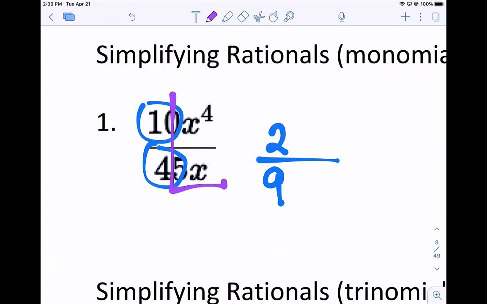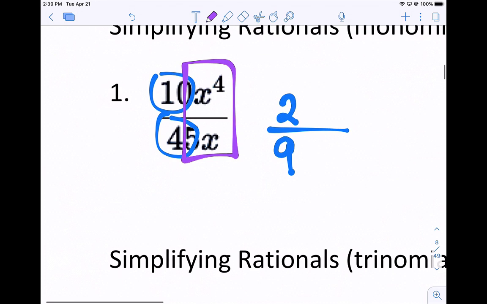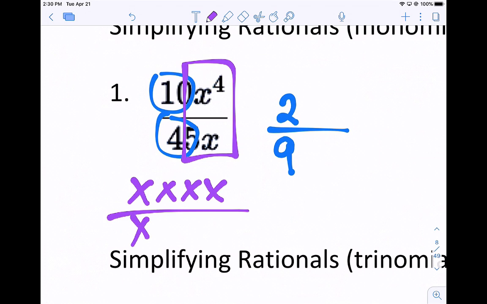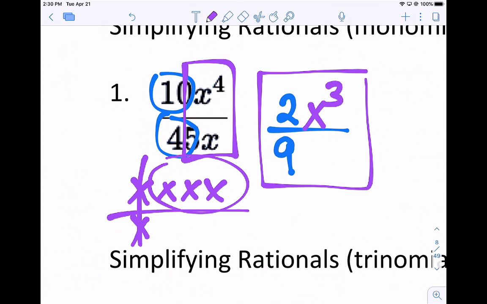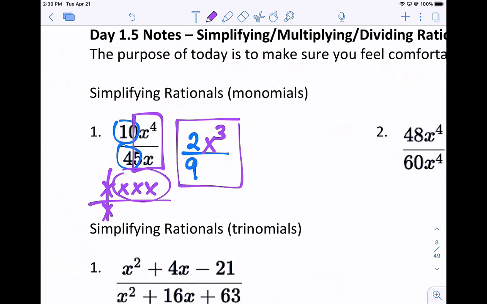Now let's look at the x's. You have 4 x's on top and 1 x on the bottom. If you don't know what that looks like, you can write it out: 4 x's on top and 1 on bottom. You want to cancel any 1's. So we cancel the 1's. When you do that, how many x's are left? We have 3 of them, and they're on the top of the fraction. So here's the reduced monomial. You'll have to be able to do this on your assignment check and for the assignment.